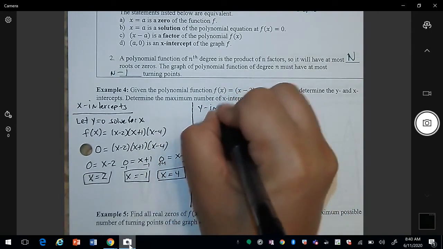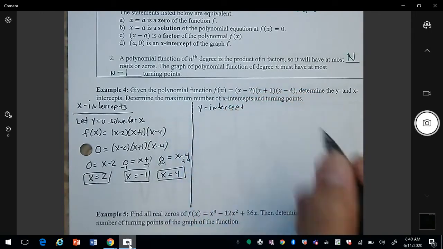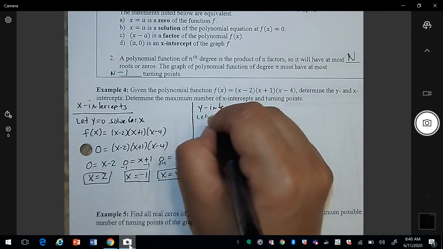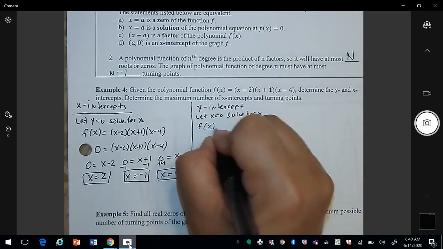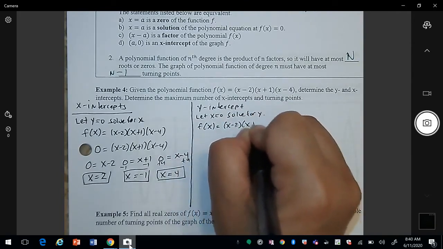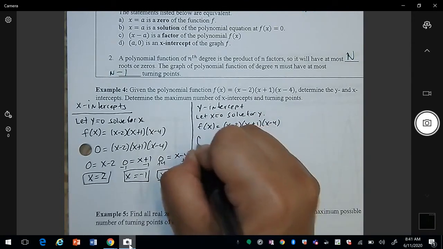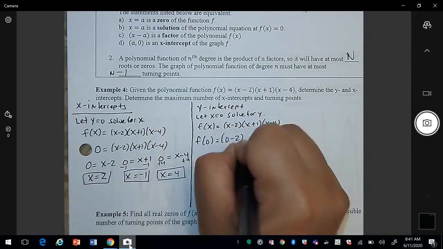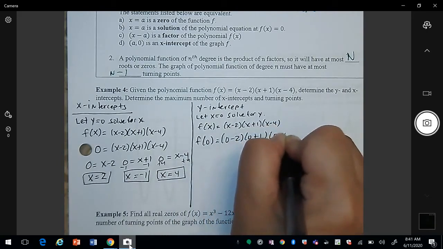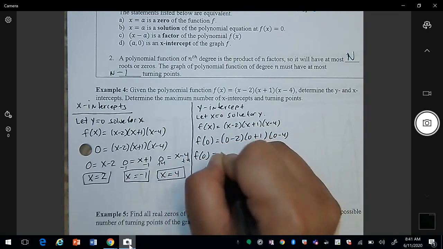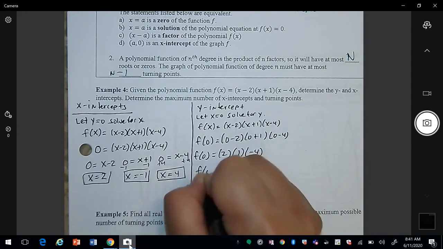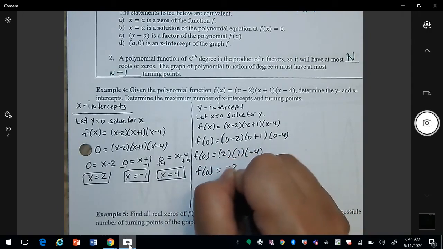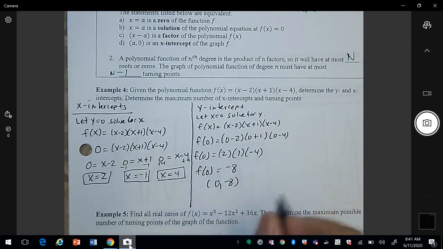The y-intercept is found by letting x equal 0 and solving for y. So if x is 0, we get (0 minus 2)(0 plus 1)(0 minus 4). 0 minus 2 is negative 2. 0 plus 1 is 1. 0 minus 4 is negative 4. Multiply it out. Negative 2 times 1 is negative 2, times negative 4 is 8. So this is our y-intercept.